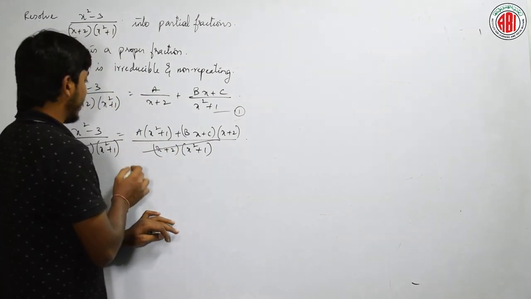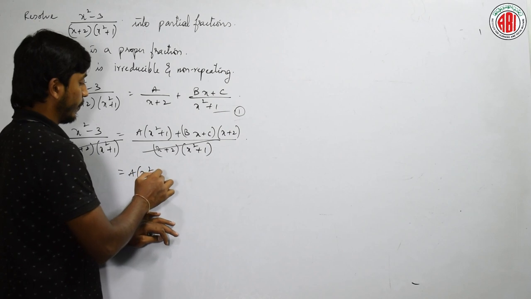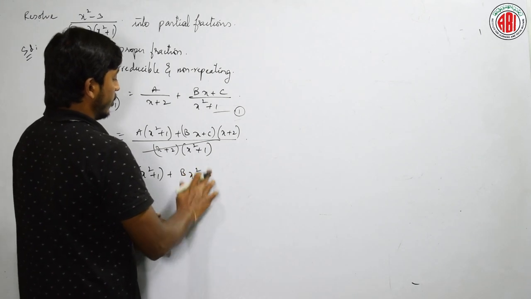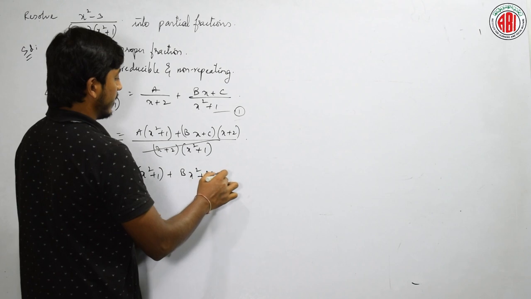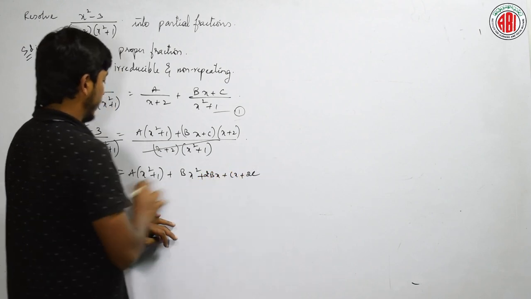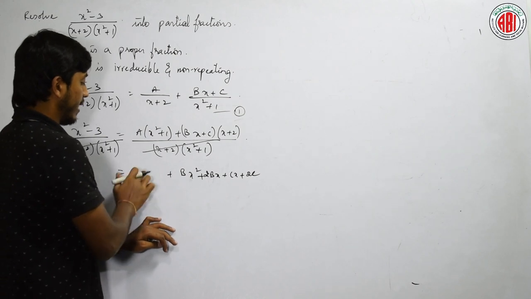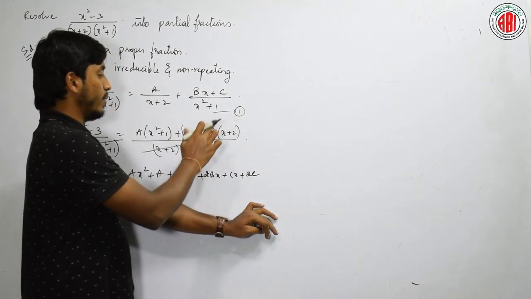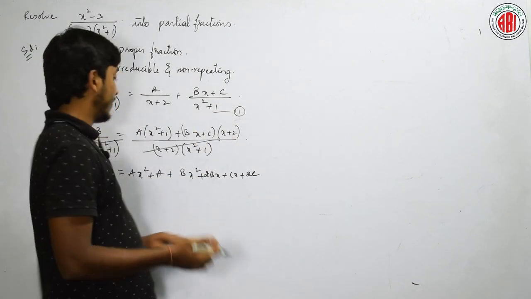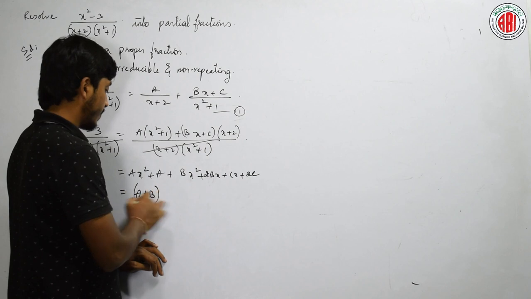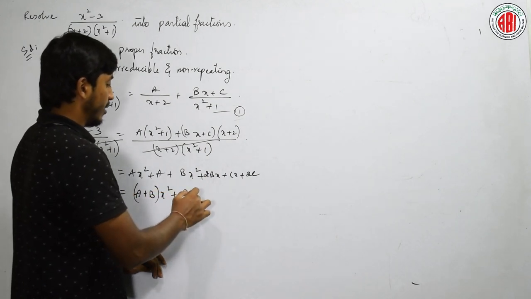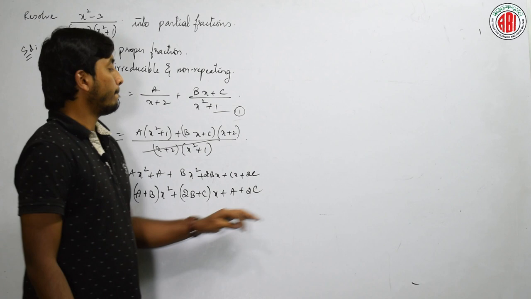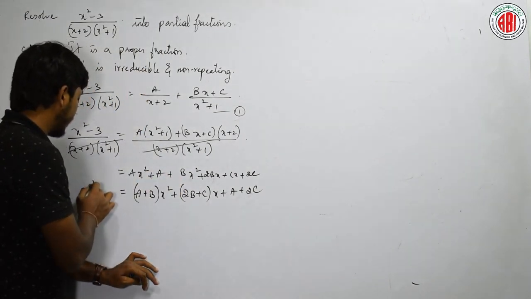Right? When it comes to the numerator, let us multiply each and every term. Bx square plus 2bx plus cx plus 2c. And what about this? This is ax square plus a. Isn't it? Check again. Bx square plus 2bx plus cx plus 2c. Next, let us take x square common, and x common: (2b plus c) into x, and the constants a plus 2c. Is it right? And the left side, here it is x square minus 3.